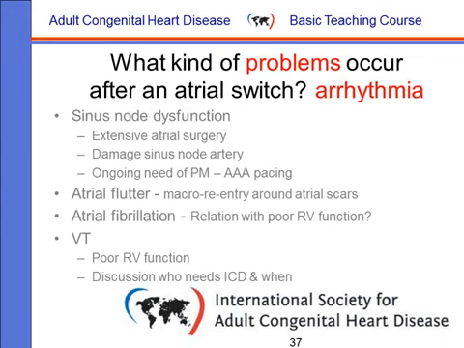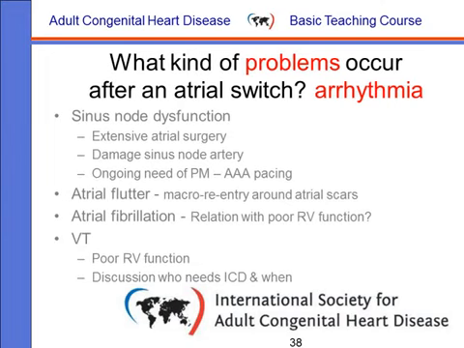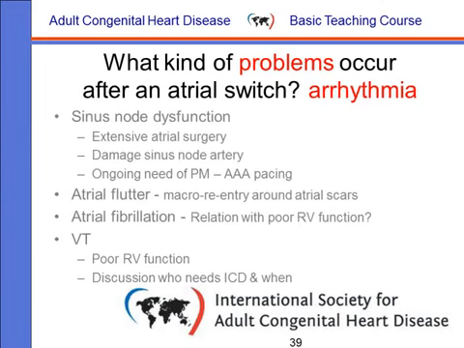Atrial flutter can happen because of the many scars that are made, and you've got macro re-entries around atrial scars. Atrial fibrillation, less common, but it can happen, and it might predict or coincide with poor right ventricular function. And as last, of course, ventricular tachycardia or ventricular fibrillation and sudden death occurs. It's still open to debate which of these patients with a poor right ventricular function and VTs will need an ICD and when.